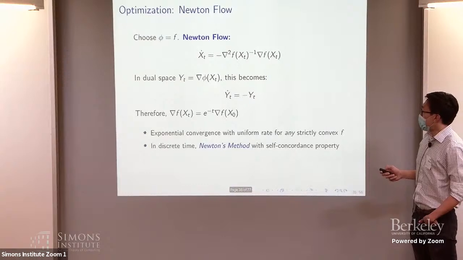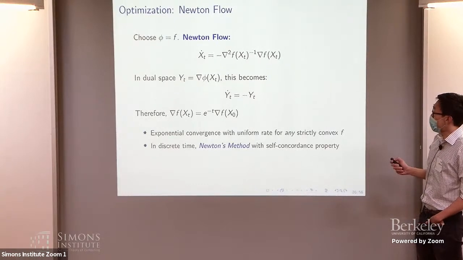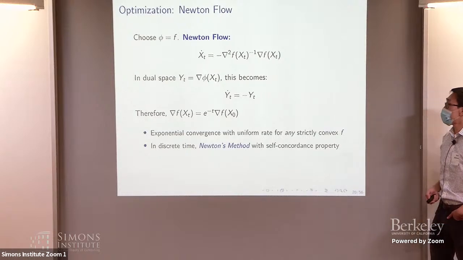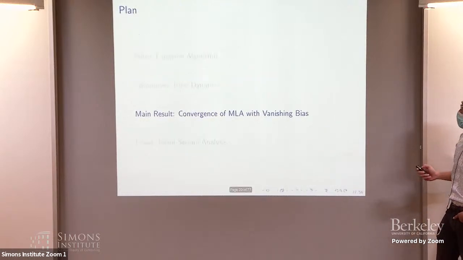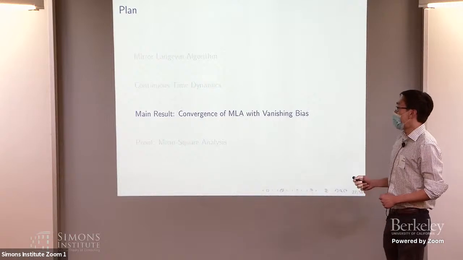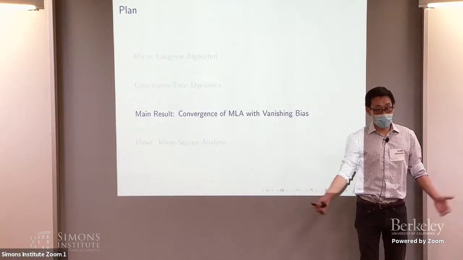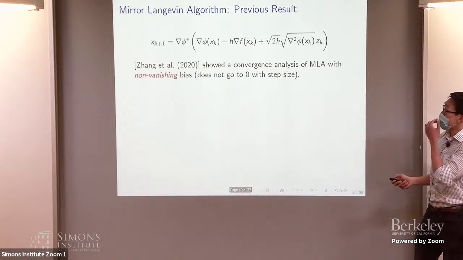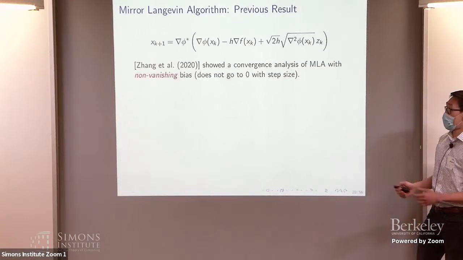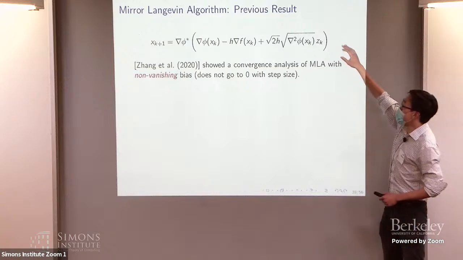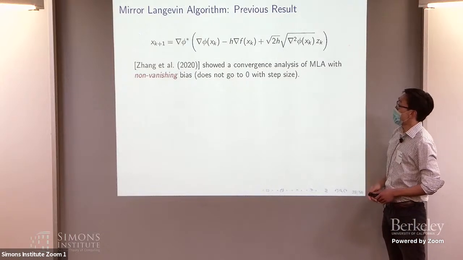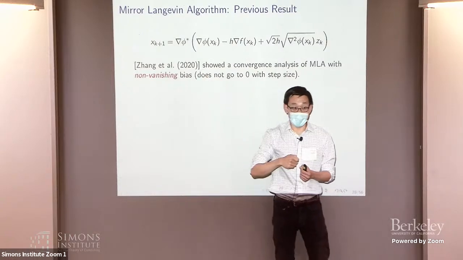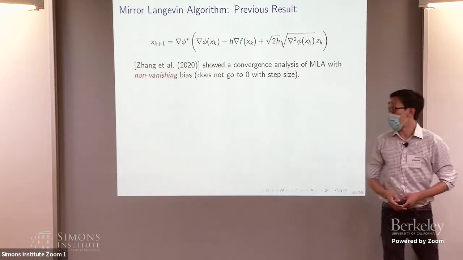Maybe let me skip this one, but in the optimization setting there is a corresponding property. Okay, so now let's go back to discrete time. Hopefully that gives us a brief overview of why we care about the dynamics that we study. But now let's look at what we can say about the actual discrete-time algorithm. Again, this is the mirror-Langevin algorithm, first proposed and studied by Zhang et al. as a discretization of the mirror-Langevin dynamics, which we just saw.